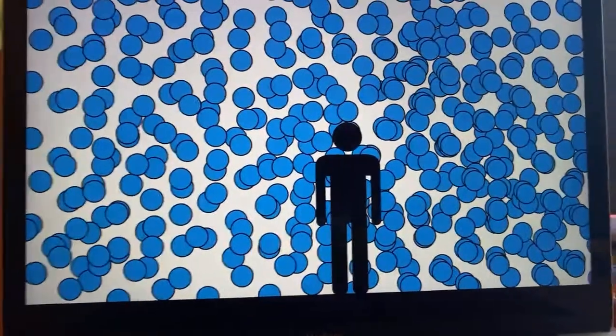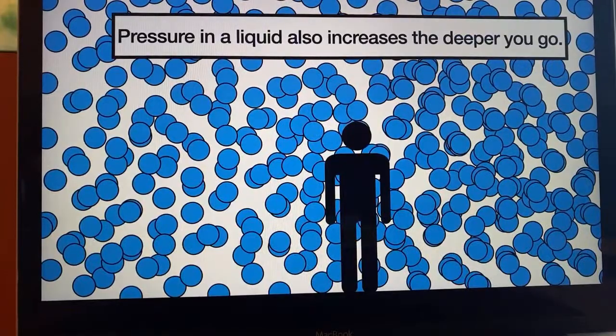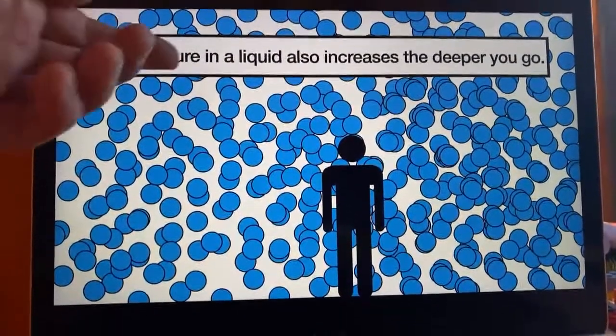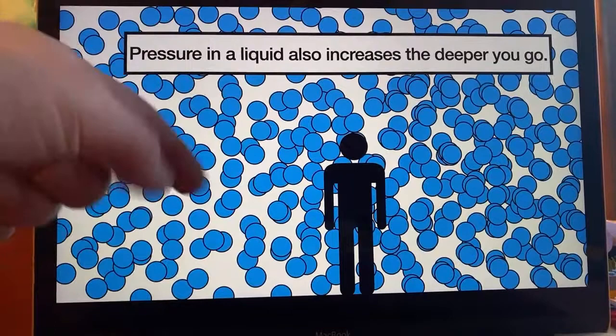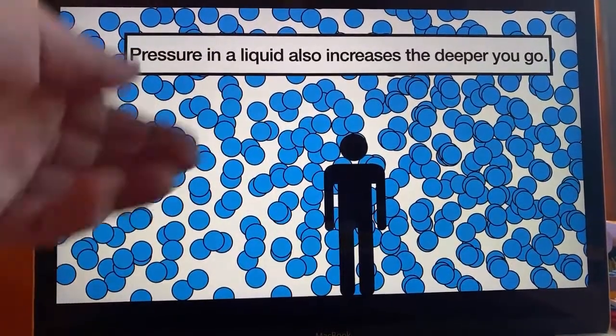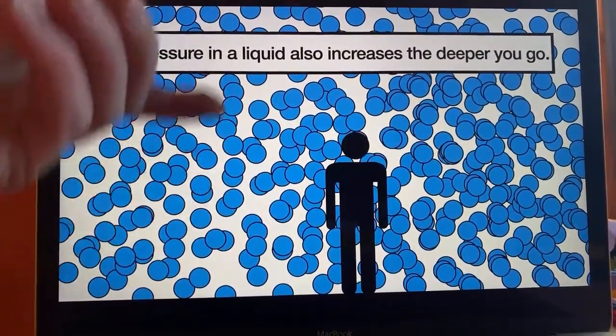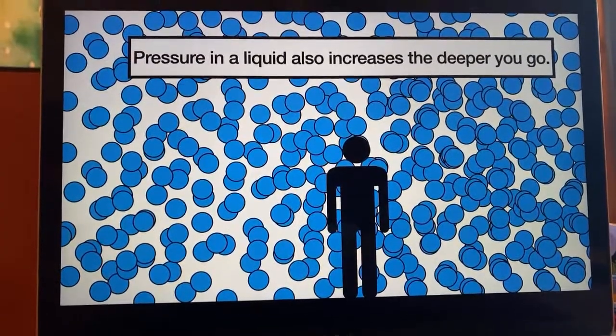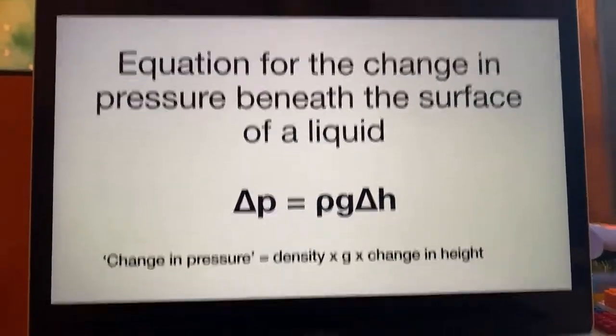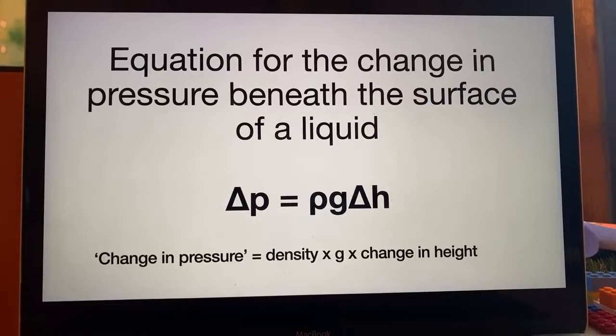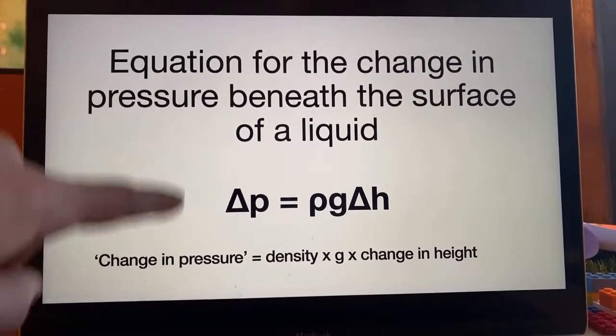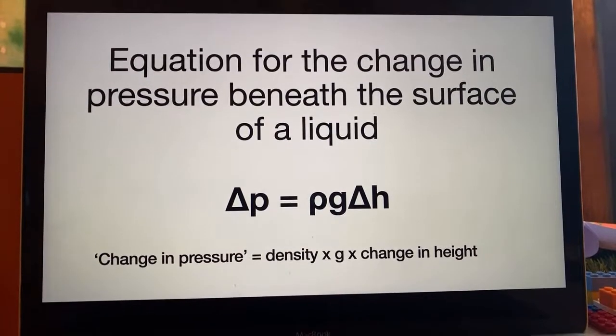That's it. That's literally it. It's just the particles in a liquid are much closer together, and so the pressure in a liquid is higher with more collisions with whatever is under the sea, but it also does get deeper. The deeper you go, the more the pressure increases. Okay, and if you spotted this equation on the previous sheet, you knew what this meant because this is the equation for the change in pressure beneath the surface of a liquid.